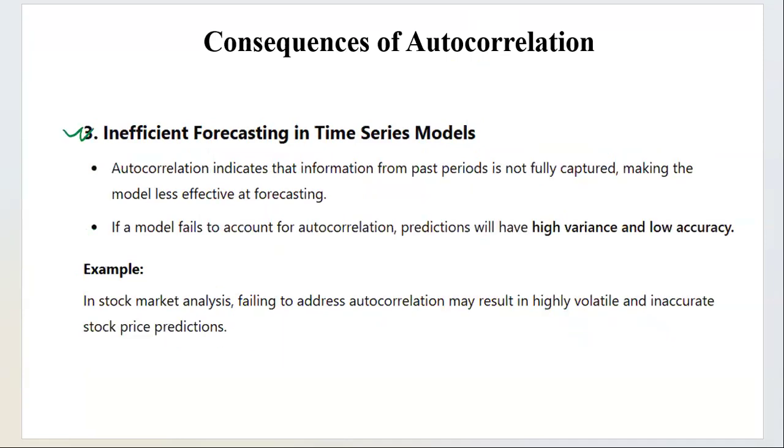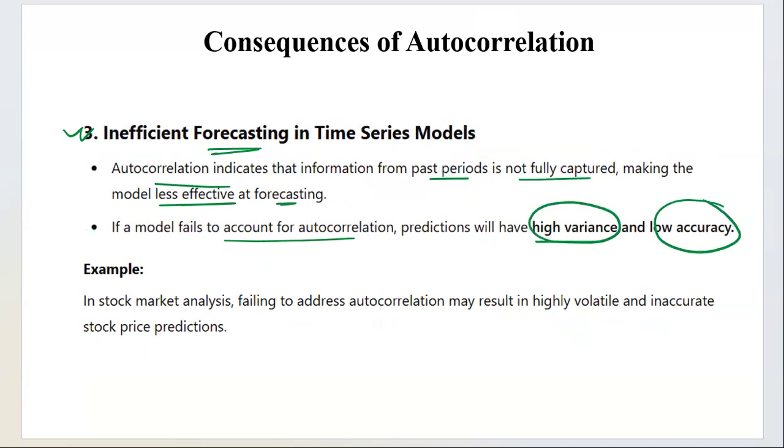Also, if the model is not properly estimated, forecasting cannot be done properly. Autocorrelation indicates that information from past periods is not fully captured, making the model less effective at forecasting. If a model fails to account for autocorrelation, predictions will have high variance and low accuracy. If the fit of the model is not good and you use that model to forecast anything, that forecasting will also be invalid. For example, in stock market analysis, failing to address autocorrelation may result in highly volatile and inaccurate stock price predictions. In the stock market, this phenomenon is more vividly seen.